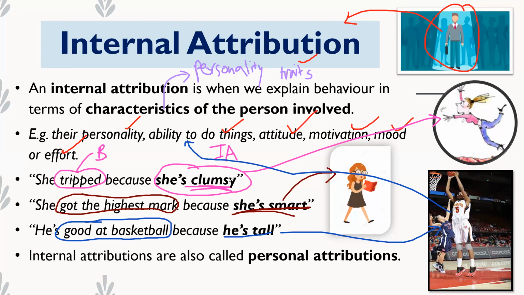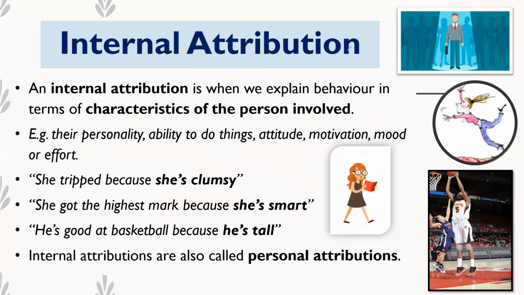So internal attributions are all about that individual person and who they are. It can be their personality, it can be their physical characteristics. In other words, internal attributions are basically to do with the person. So we're linking that person's behavior to who they are rather than the world around them.